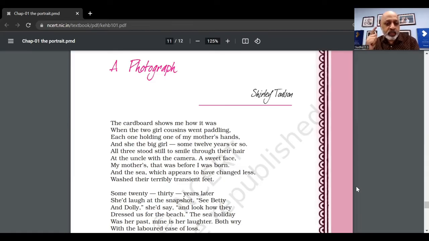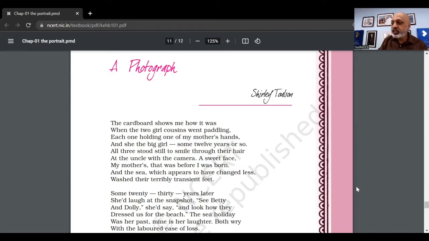A sweet face, my mother's, that was before I was born, and the sea, which appears to have changed less, washed their terribly transient feet. Important one, let me explain that. Okay, so she mentions her mother's sweet face, and she connects herself to her mother, saying that this was obviously before I was born, and it was many, many years ago, because the photograph captured a happy moment in her mother's life, enjoying herself during her childhood.